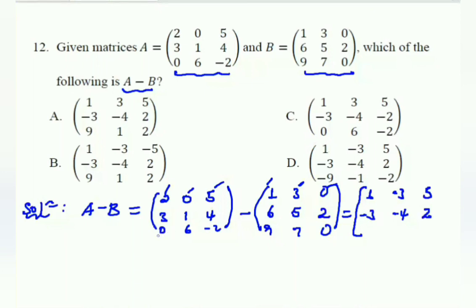On the last row, 0 minus 9 is minus 9. 6 minus 7 is minus 1. And minus 2 minus 0 is minus 2. So this is the difference between matrix A and B. So the answer for this matrix will be choice A.